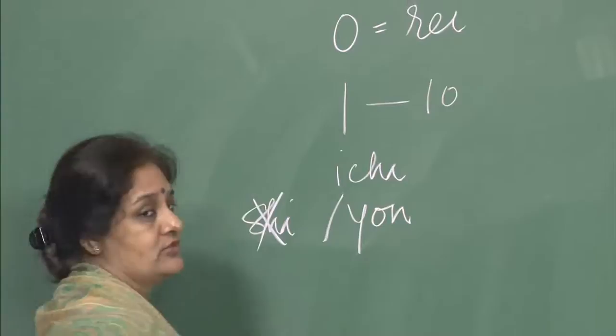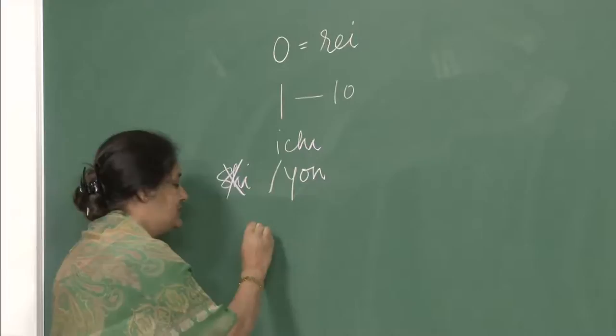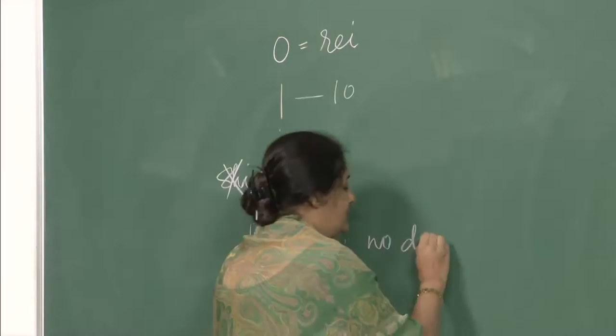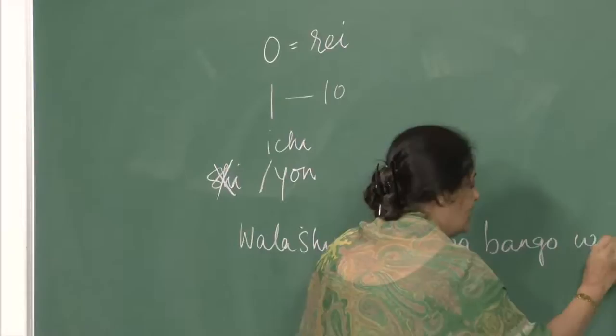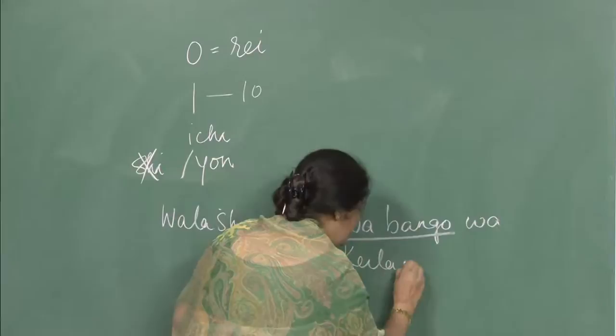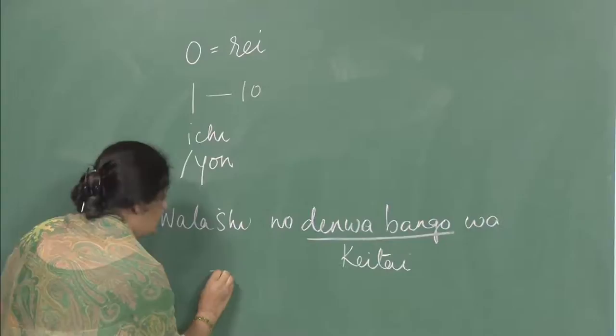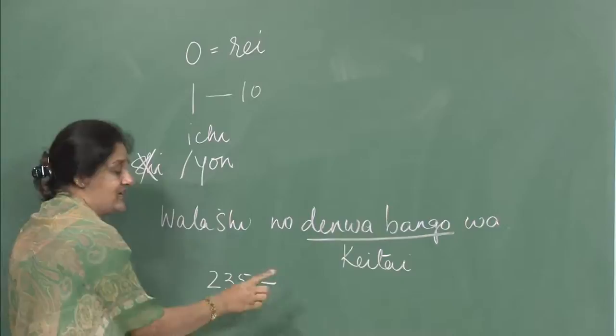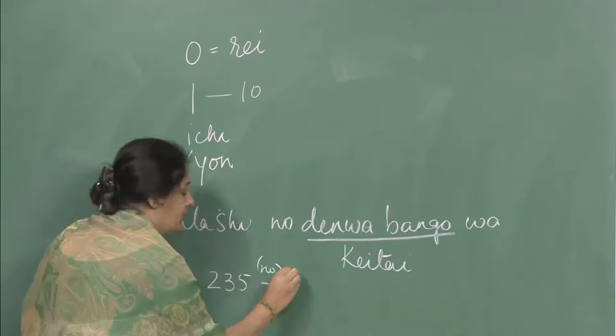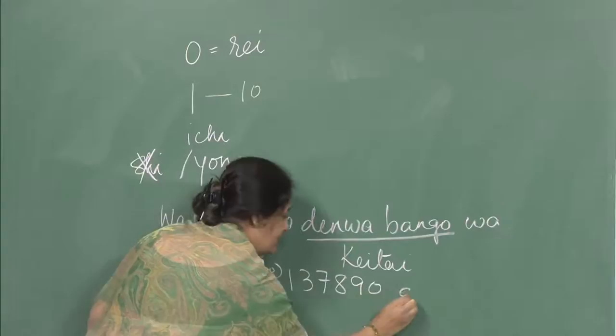So, now if you want to tell your number, watashi no denwa bango wa. Denwa bango is telephone number, or ketai, ketai is your mobile, ketai bango wa. Denwa bango wa ni san go no. This dash over here is no. Ni san go no, ichi san nana hachi kyu re. Okay?